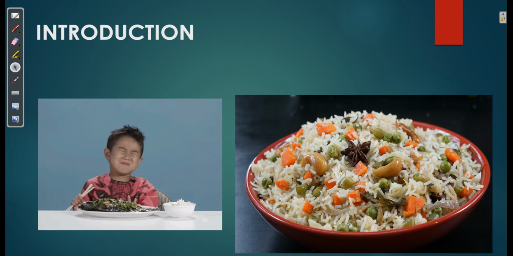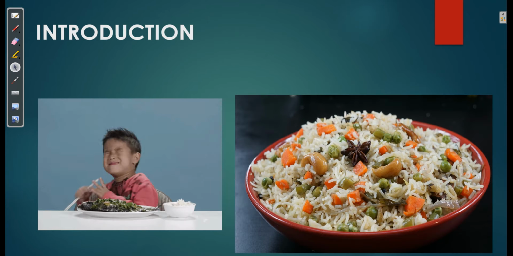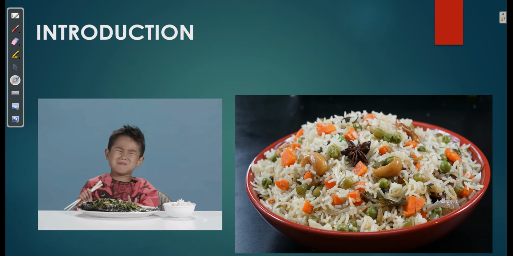Now here in this picture you can see a plate of mixed veg pulao. I hope you all love to eat vegetable pulao, but there are a few students who don't like to eat a particular vegetable. In the class I asked some students which vegetable they don't like to eat. A few answered that they don't like bitter gourd, a few said bottle gourd, and a few said they don't like to eat peas.